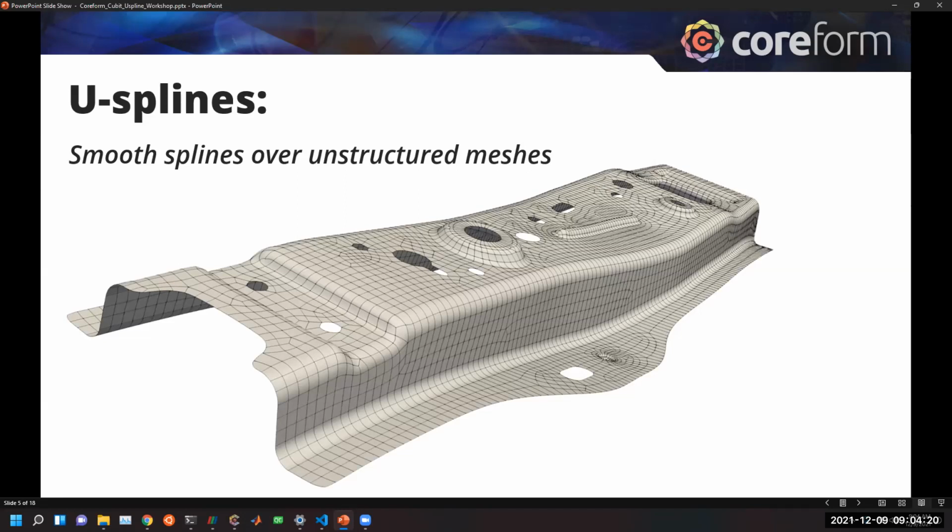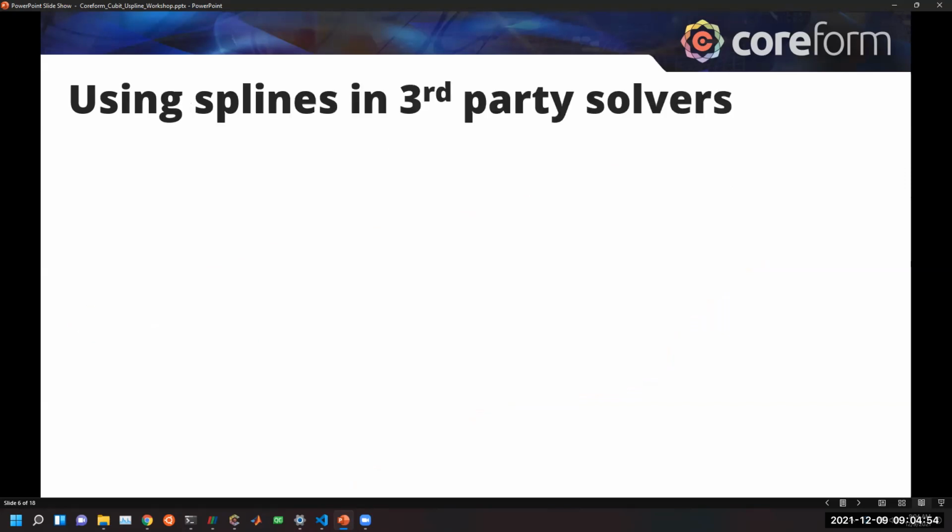And what are U-splines at a high level? You've probably heard of B-splines and NURBS and T-splines. U-splines are smooth splines over unstructured meshes like the one you see here. So mesh layouts that are not able to be done with single NURBS patches or a single B-spline patch, we can do with a single U-spline on these complex unstructured meshes that are pervasive in real applications. You can also use U-splines in third-party solvers, one of which we're going to talk about in depth today.